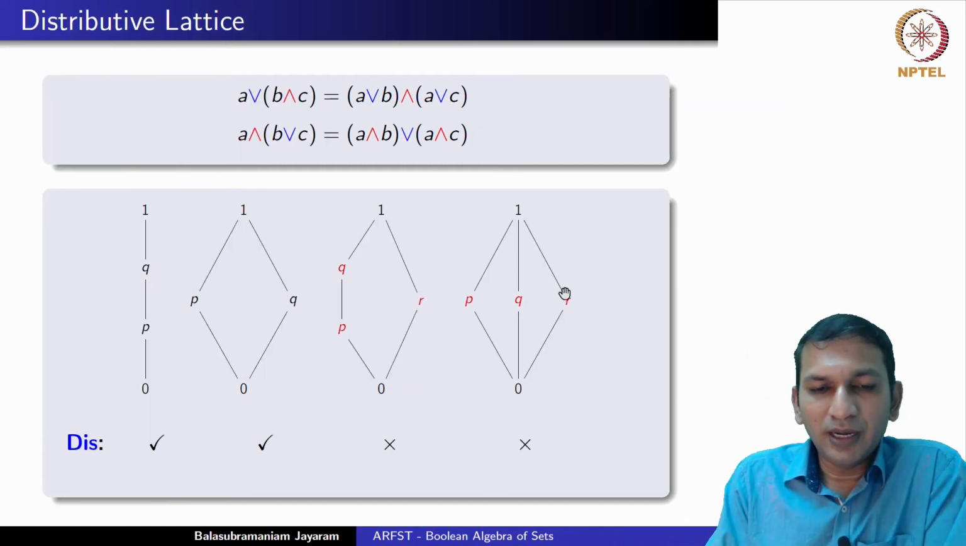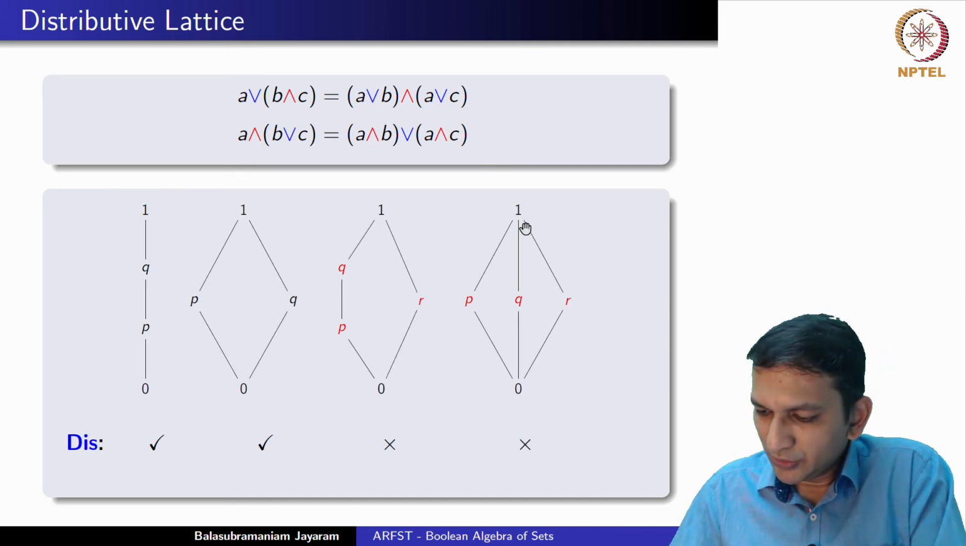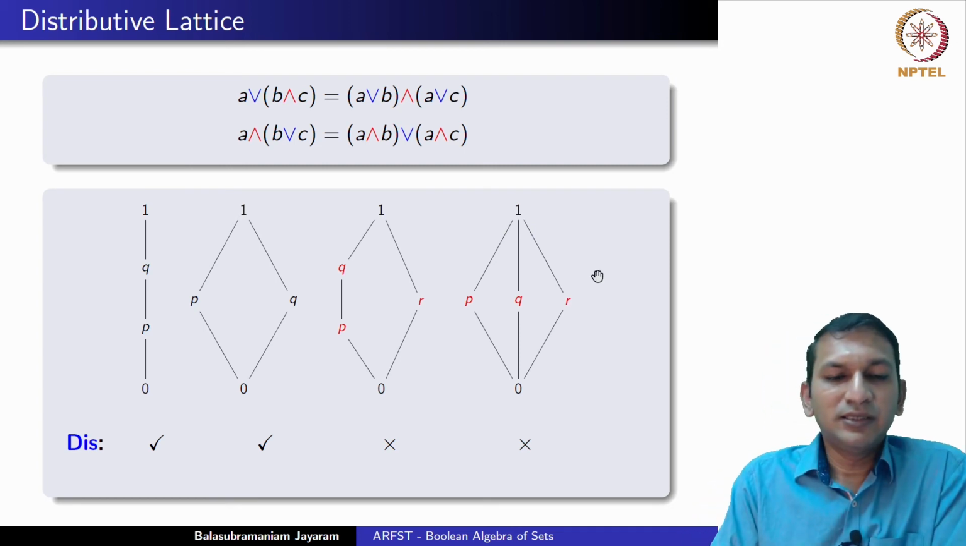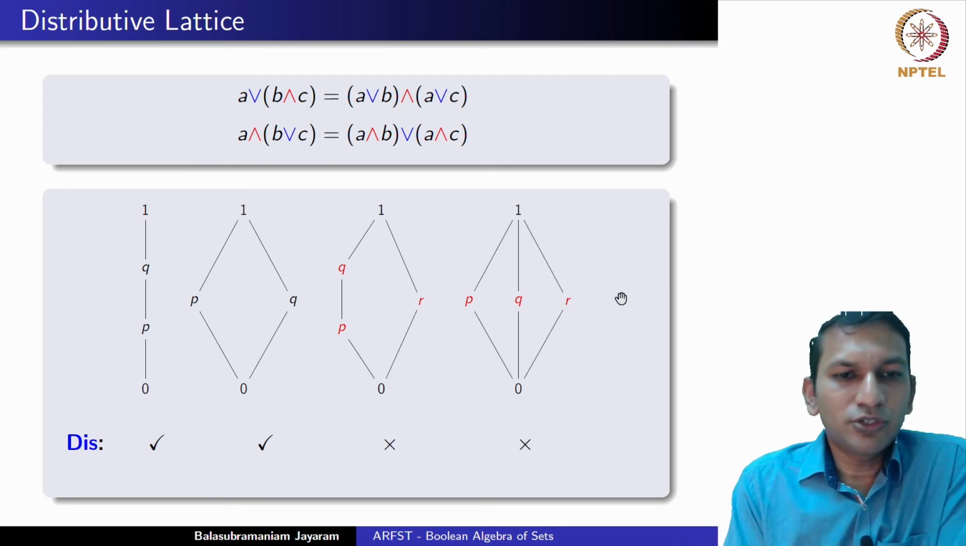Supremum of P and R is again 1. So 1 meet 1 by idempotency is 1. But we see that P is not equal to 1. Thus, this lattice is also not distributive.